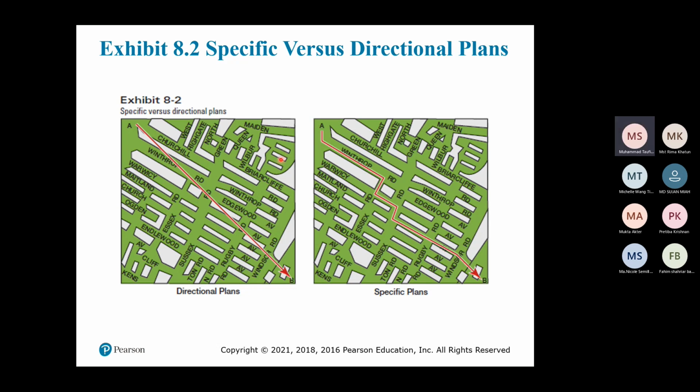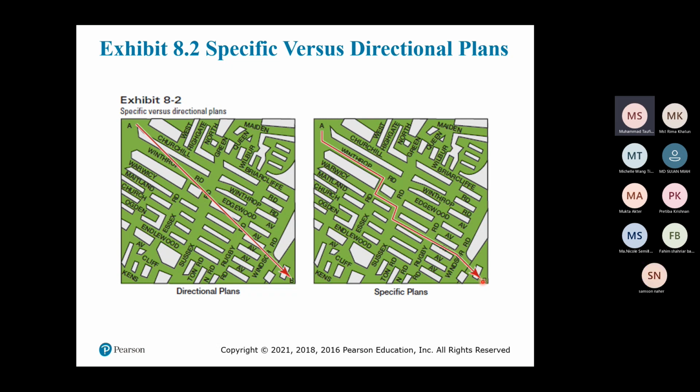Okay. All right. So this figure shows you the difference between specific and directional. Okay. So specific. For example, you want to go from point A to point B. For specific plan, they give you, okay, you have to turn right, and then you have to turn left, turn right, okay, and then go straight, okay, and then turn right, okay, and then you will reach your destination. So this is specific plan. Okay, they give you step by step how to complete the plan.